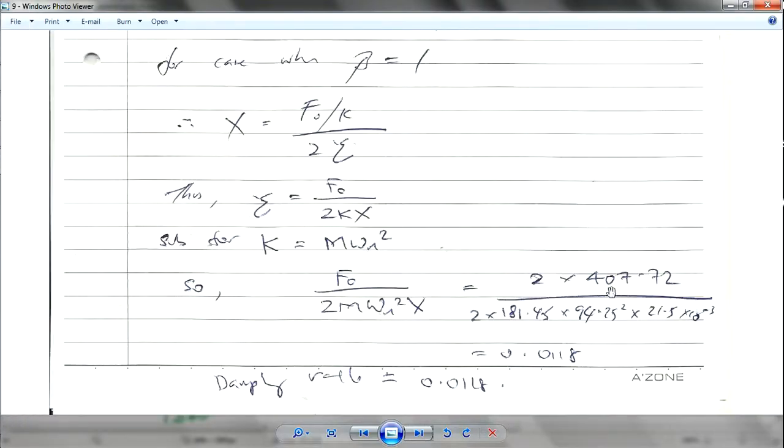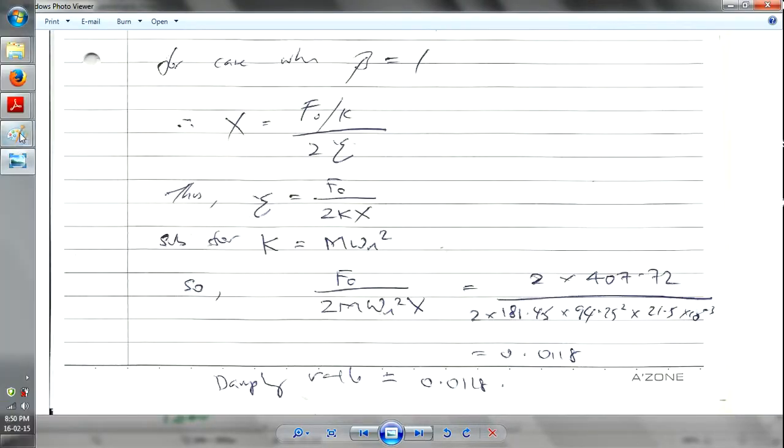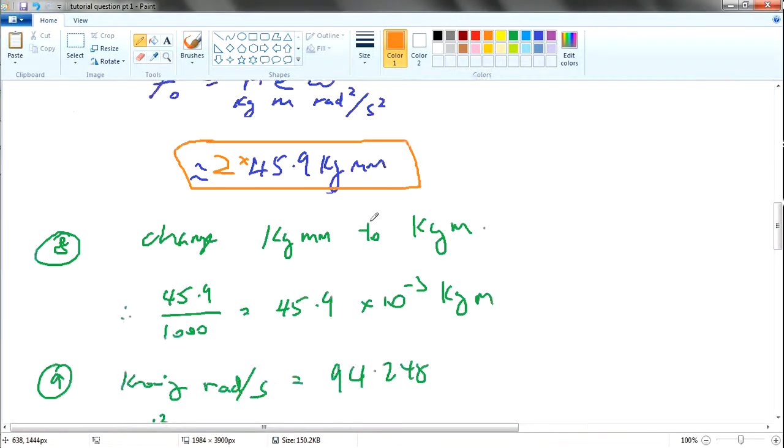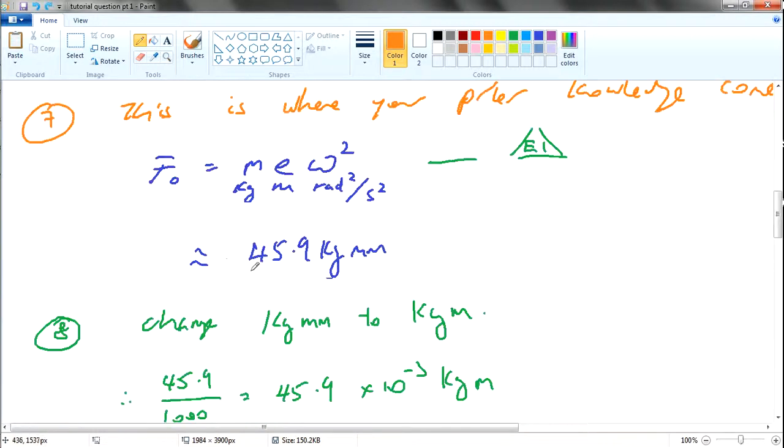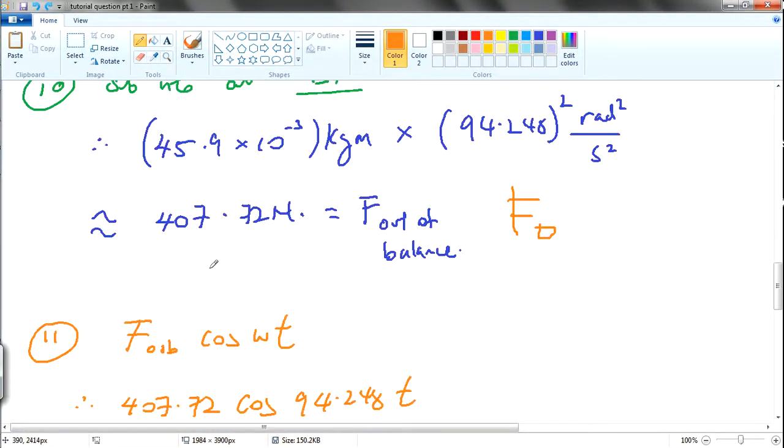So it's 2 times 407.72. So where is it? Oh, okay, sorry, hold on a while. Because this is just ME. We lack the omega squared. Remember, we didn't solve for it yet. So this is actually the real value: 2 times ME omega squared goes to F0, and then times 2 because we have 2 eccentric masses. So this is just my mistake, I hope that I didn't confuse you.